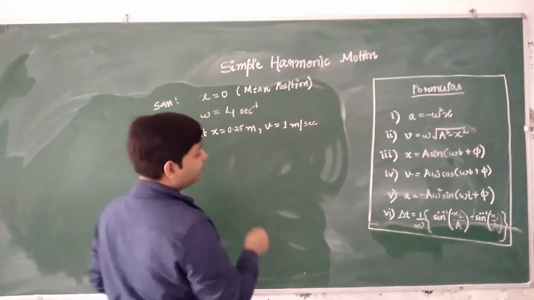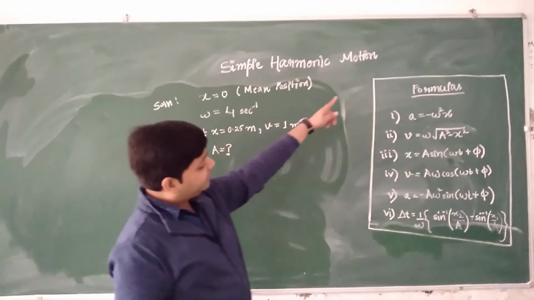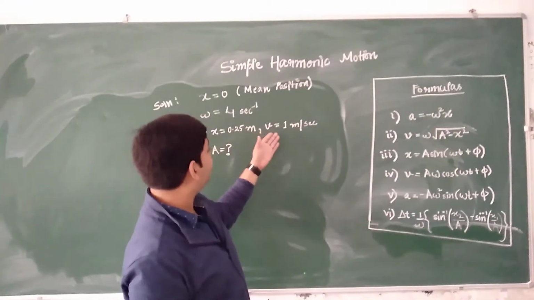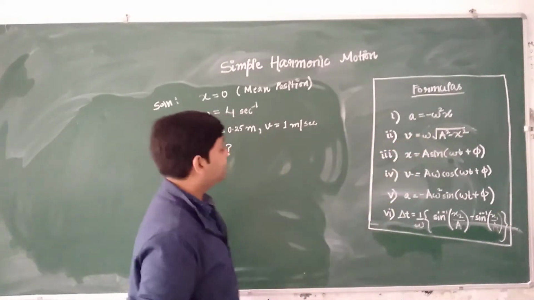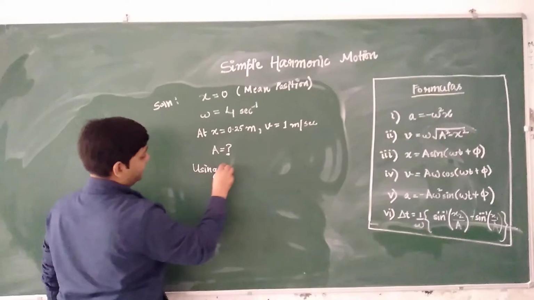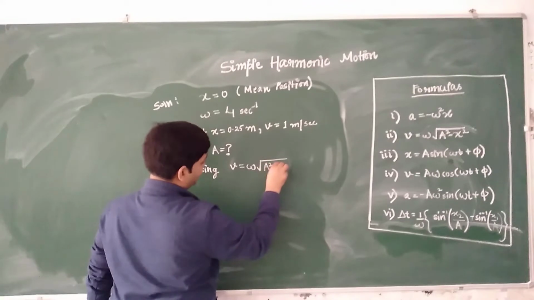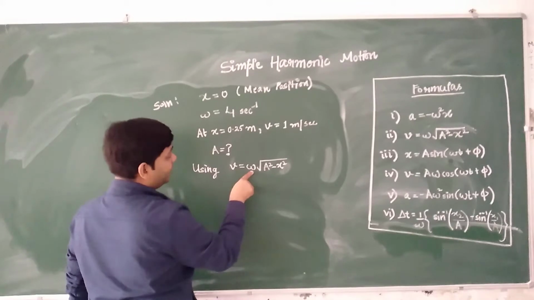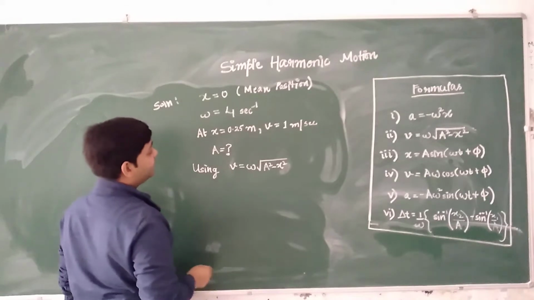Fine. So in the first part of question, you have to find the amplitude. What is the amplitude? So how we can find the amplitude? We have the value of x and the velocity of the particle at x is equal to 0.25 meter. So can we use the second relation? It would be very easy. Using the second relation, v is equal to omega under root of a square minus x square. Because we have the value of x, we have the value of v, and the omega is already given to us, and we need to find the amplitude a. So using this relation we can find out the value of amplitude.